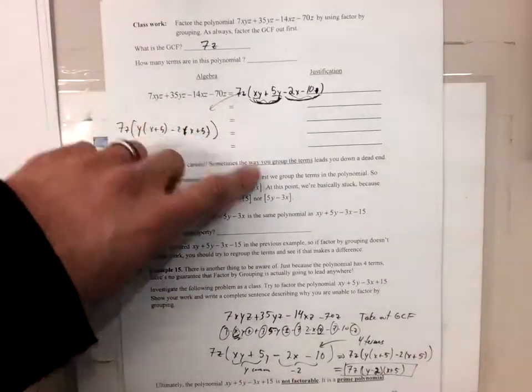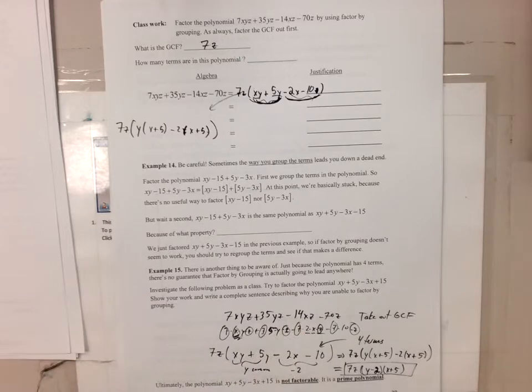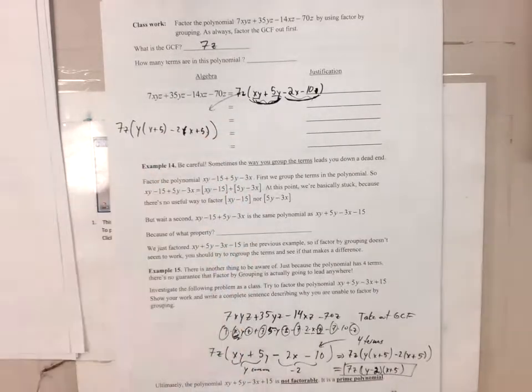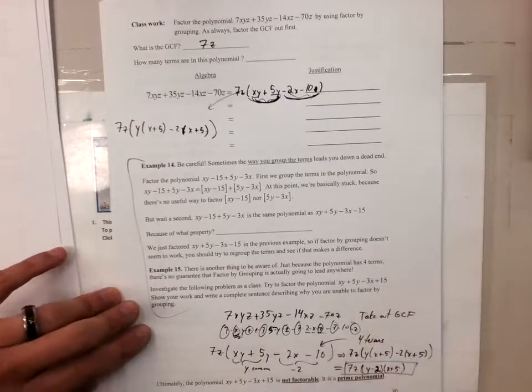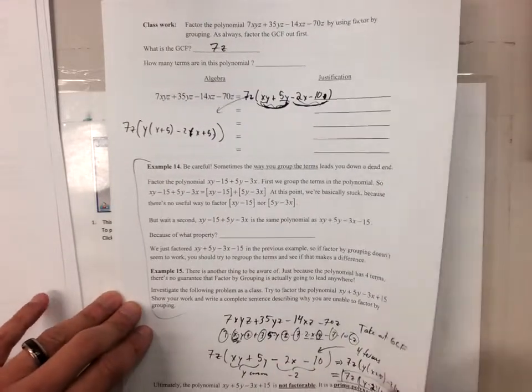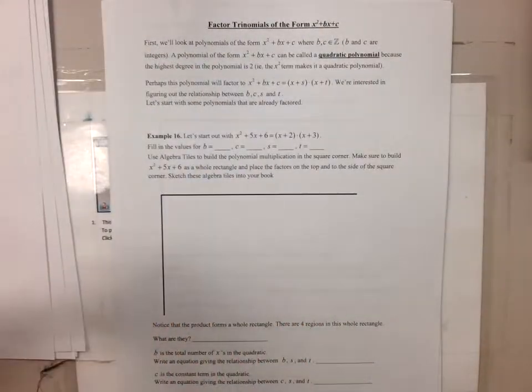So you should go ahead and try and complete these steps over here. If you want to leave them down there, that's fine. You can go ahead and write them in. Okay? Note, factoring by grouping does not always work. Example 14 goes over that. Okay? But it's most of the time, 90% of the time, that's what's going to be happening.